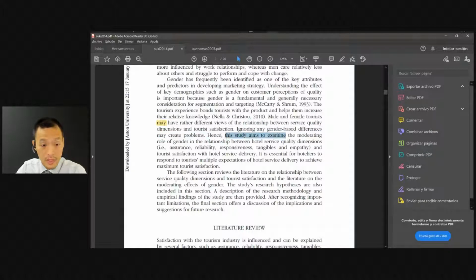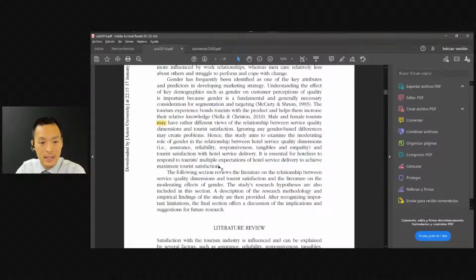So therefore, this study aims to examine the moderating role of gender in the relationship between the service quality dimensions, so these are the dimensions that the author is studying, and tourist satisfaction. And it is essential for hoteliers to respond to tourists' multiple expectations of hotel service delivery to achieve maximum tourist satisfaction.